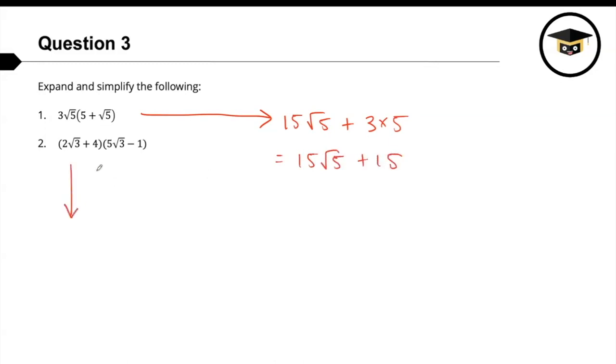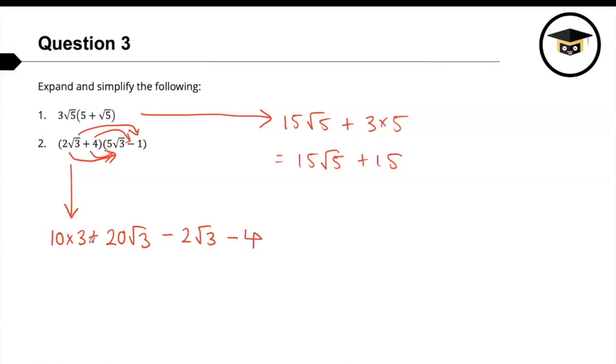With part 2, once again, just like normal expansion, we want to multiply everything, have those pairs. So 2 root 3 times 5 root 3, that's going to be 2 times 5, which is 10. And then root 3 times root 3, which is 3. So we times that by 3. The next pair I want to do is 4 times 5 root 3. So that's going to be 20 root 3. And then I want to do 2 root 3 times minus 1. So that's going to be minus 2 root 3. And then I want to do 4 times minus 1. So that's going to be minus 4.